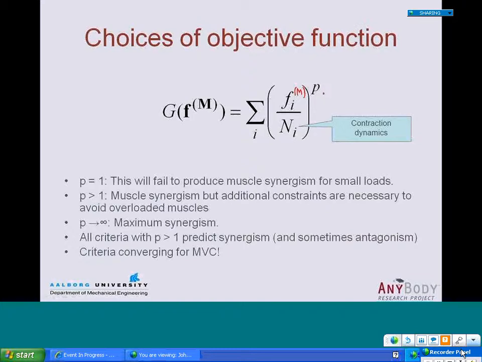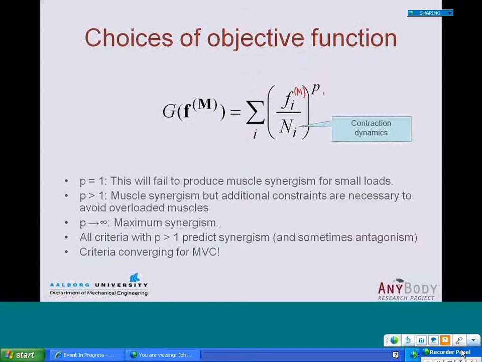Now, we can think of P as getting bigger and bigger and, in principle, going to infinity. When P goes to infinity, we get into a situation of maximum muscle synergism. It means that the muscles are helping each other as much as possible. And that is a special case that I'll get back to and talk about in detail a little later. For now, I think it's worth just mentioning that all criteria with P larger than 1 will predict synergism in the system.